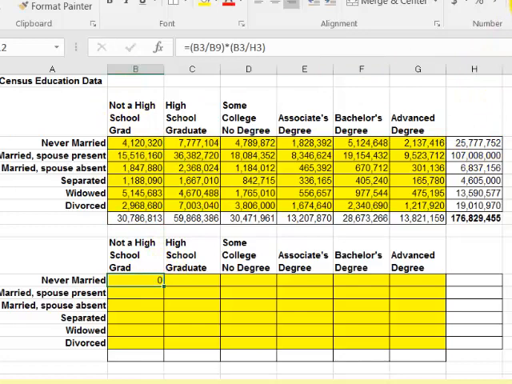And let's add some decimals there. Boom, boom, boom. I'm sorry, place values. We're going to take it out to the fourth place value. Yeah, four place values. And I like to center it. So there's the first one.